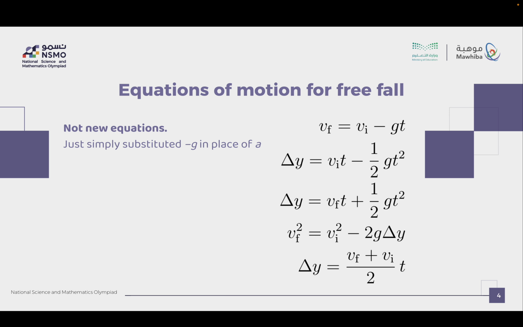In this slide, we collected the equations of motion for the case of free fall. It is very important to see that these are not new equations. We simply substituted minus g in place of a in all of the equations. Take a look at them and compare them with the ones we had in the general case to make sure that you can use them correctly.